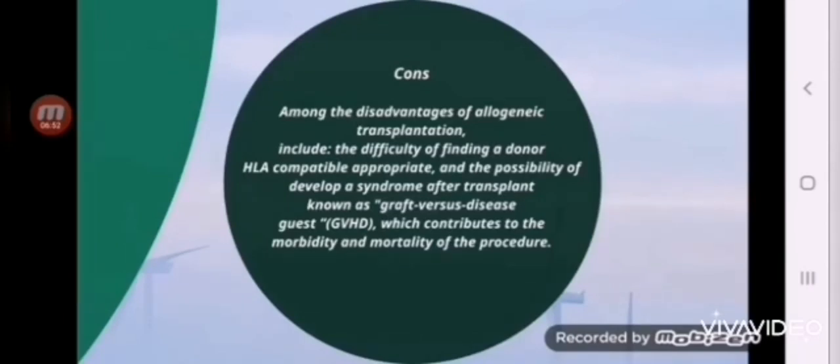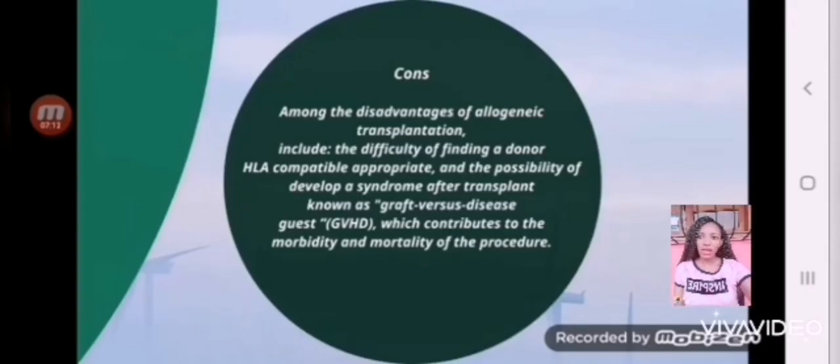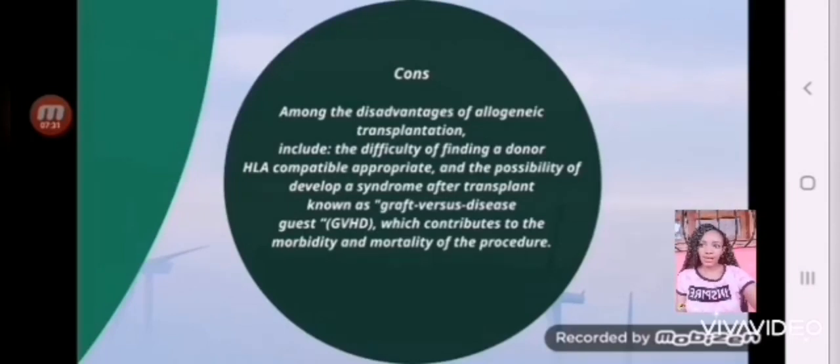Cons. Among the disadvantages of allogeneic transplantation are the difficulty of finding an appropriate HLA-compatible donor and the possibility of developing a syndrome after transplant known as graft versus host disease, GVHD, which contributes to the mortality and morbidity of the procedure.